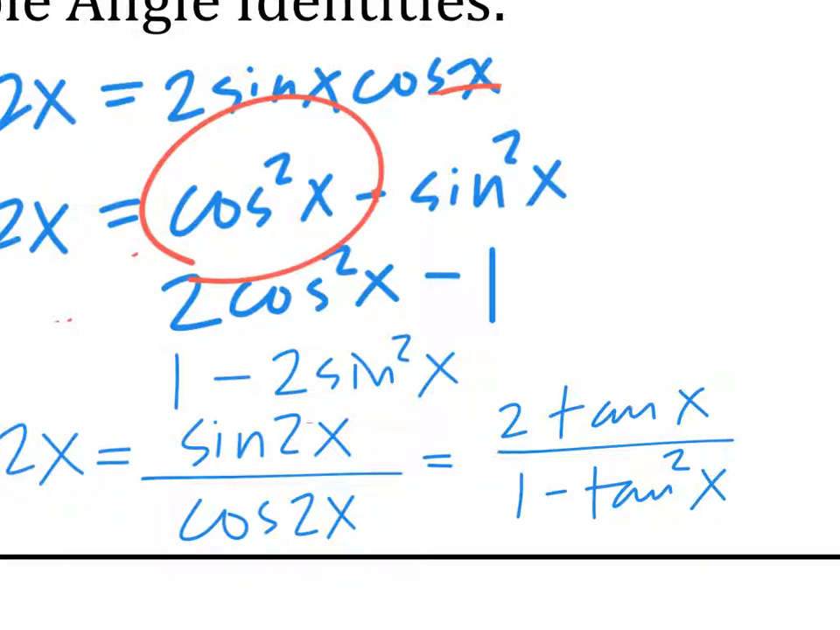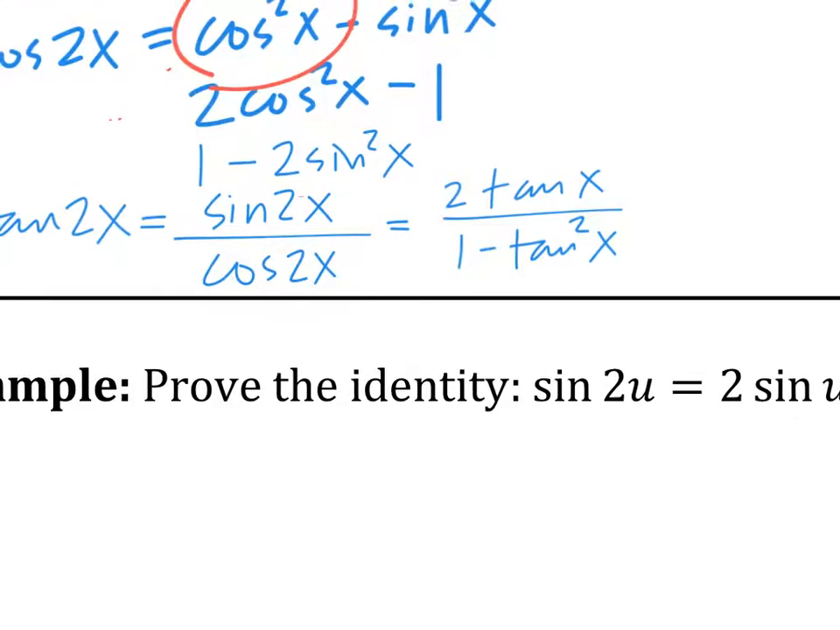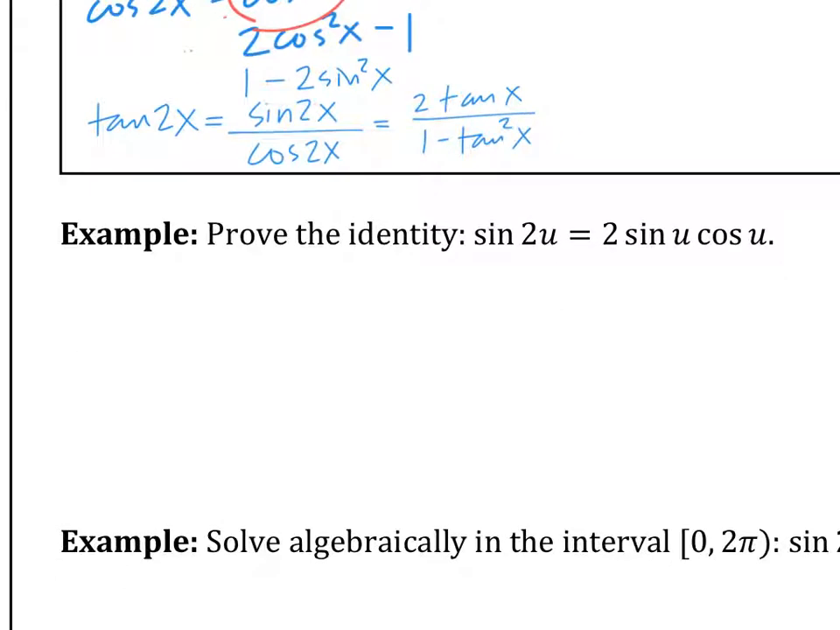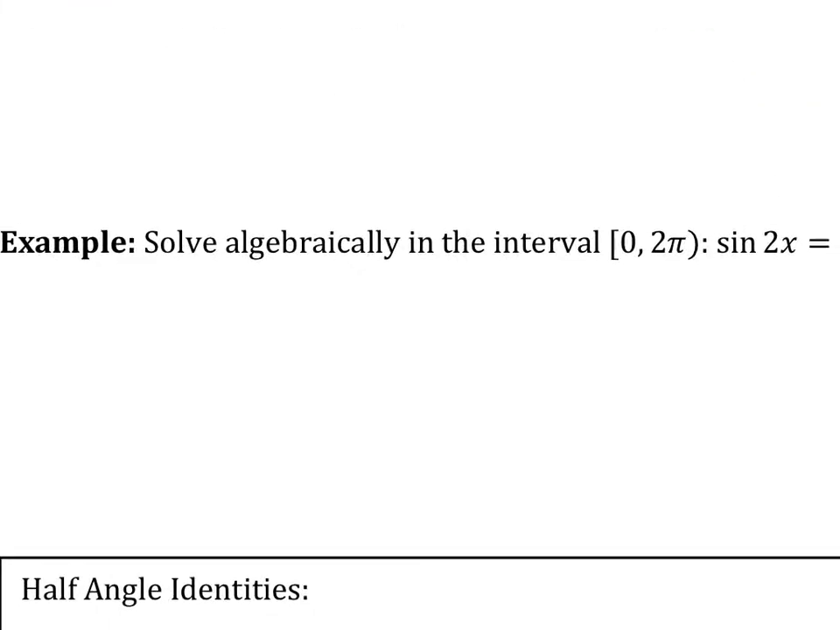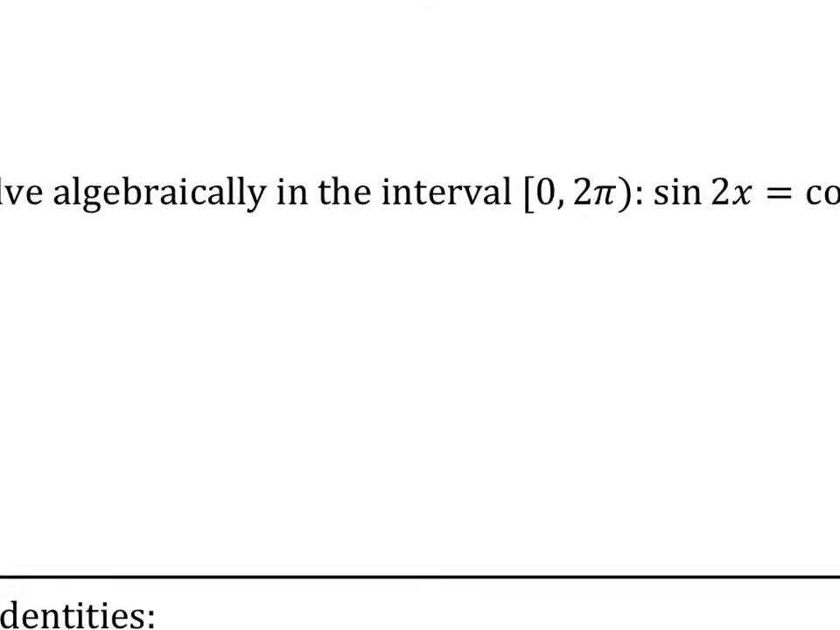Okay, let us solve a problem, and then we're going to go through the other kind of identity and then do some proofs. We're going to skip this first part because we did just prove it. Let's do the second one. Solve algebraically in the unit circle: sine 2x equals cosine x.